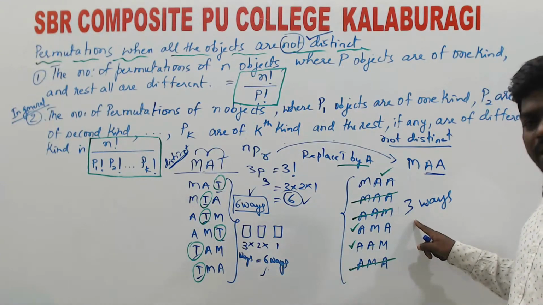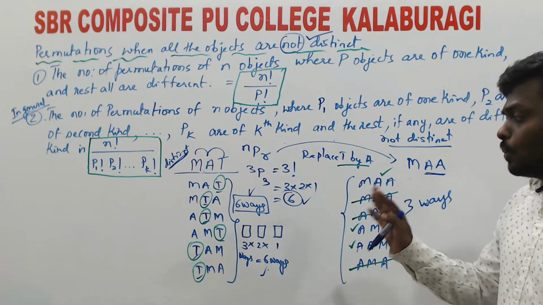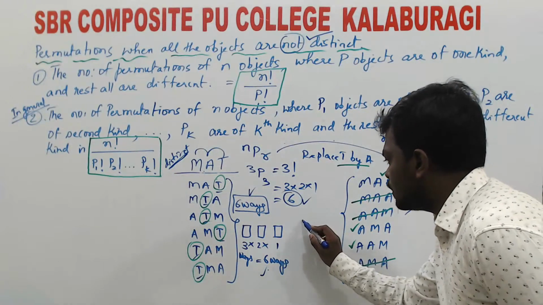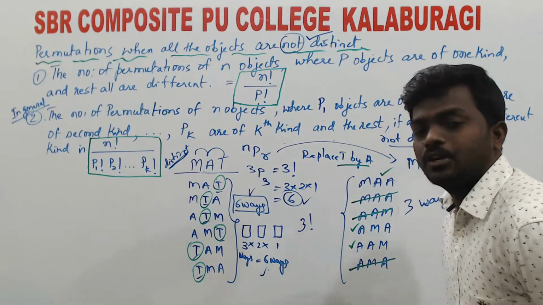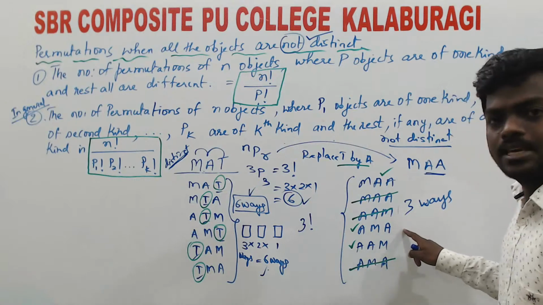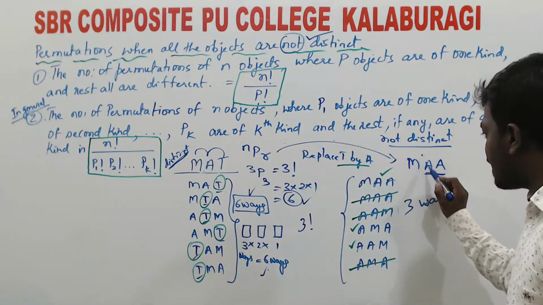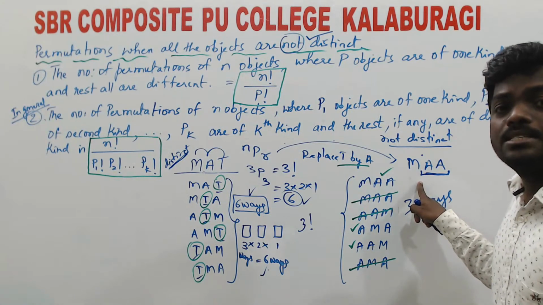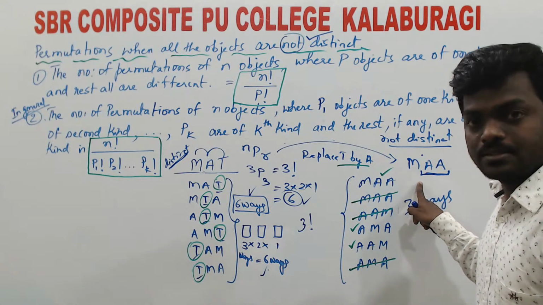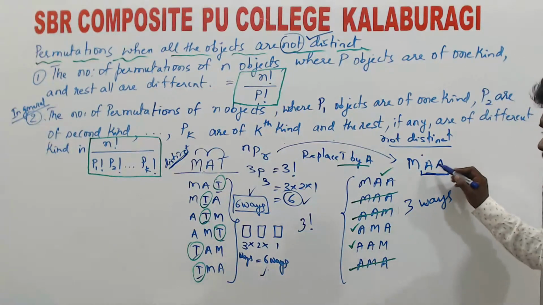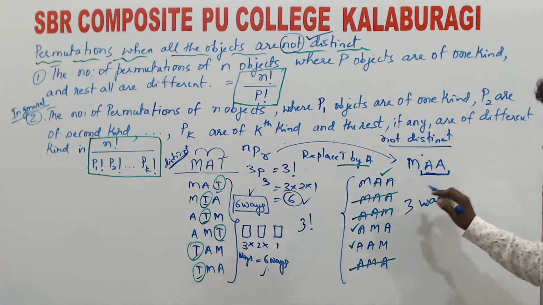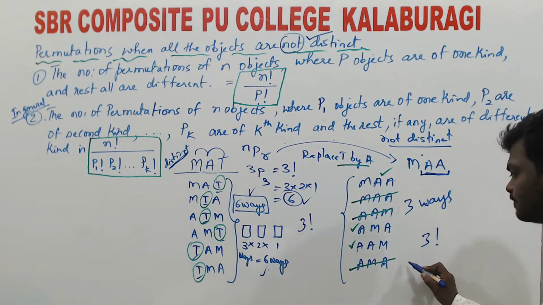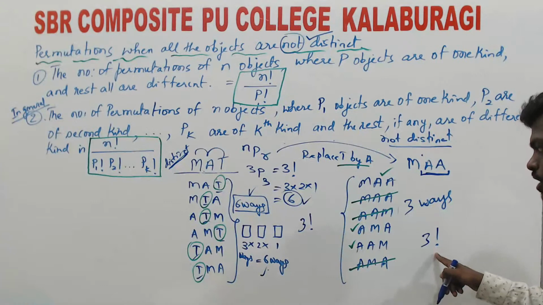So how many do we get? 3 ways. Okay. When the objects are distinct, what should our answer be? 3 factorial. But it failed in this case because we have a letter A which is appearing twice, right? If all the letters were different, what would the answer be? 3 factorial, right? But that's not the case.